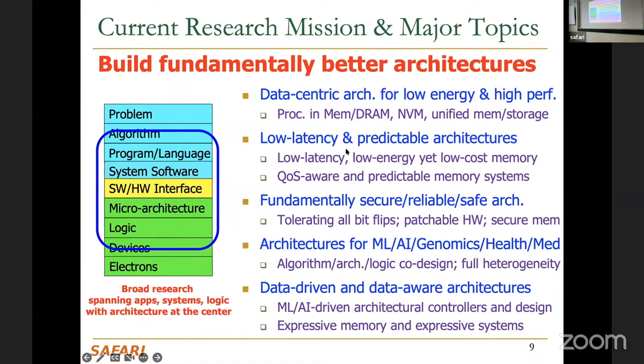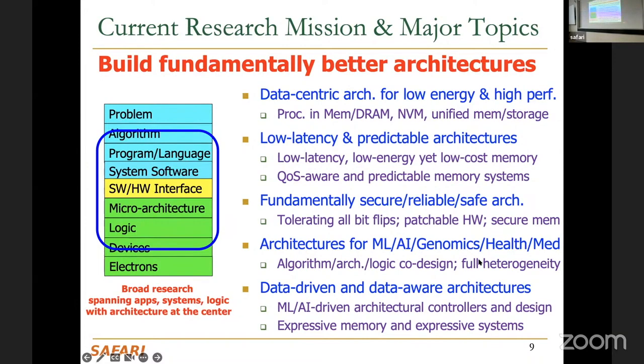I think I already mentioned low latency and predictable architectures. I think Juan also mentioned in the data-centric architecture that we want low latency. If your goal is to design a data-centric system, data access should be low latency. So having high latency is not very good if you're bottlenecked by data in the end. We talked about security, reliability, safety. There's a lot of work going on here. Acceleration for machine learning, AI, genomics, health, medicine, etc. There's a lot over here actually.